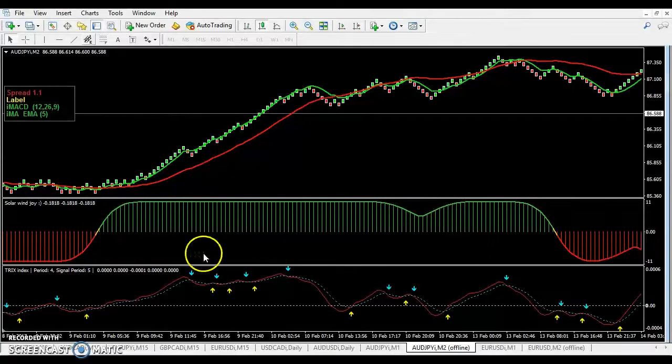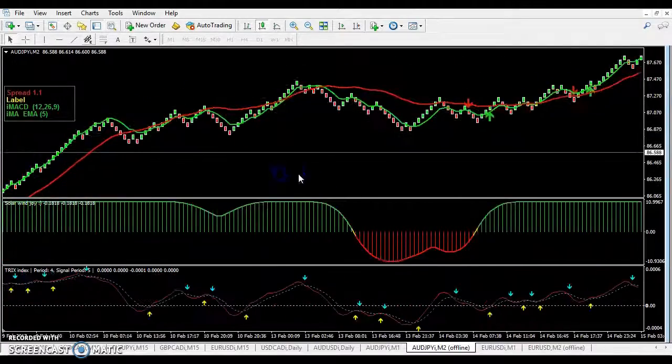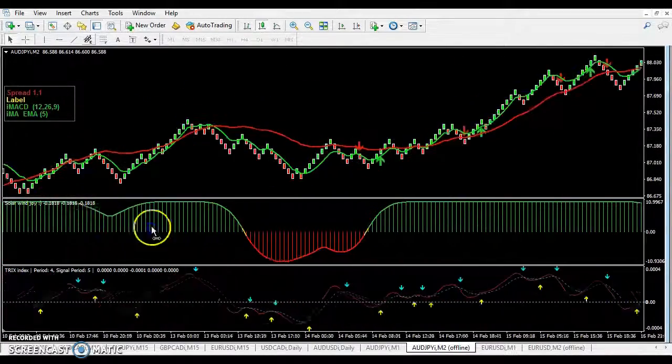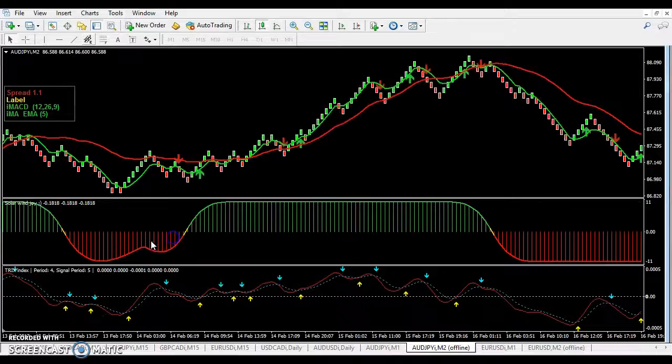All right, so that's how you can see what this is for. It's just kind of telling you the market bias. So when it's green, you don't want to sell it. When it's red, you do not want to buy it. When it's red, you want to sell it. When it's green, you want to kind of buy it. Go in that direction. Base your entries on that direction.